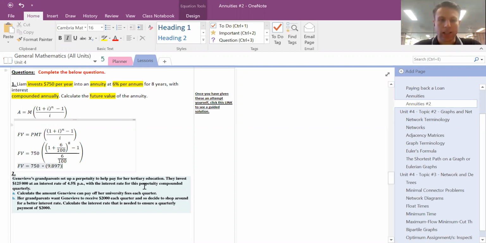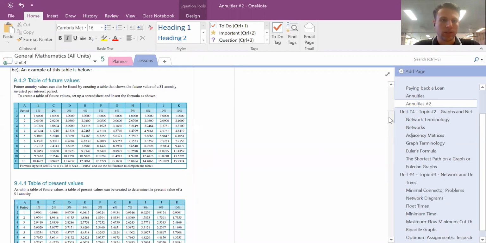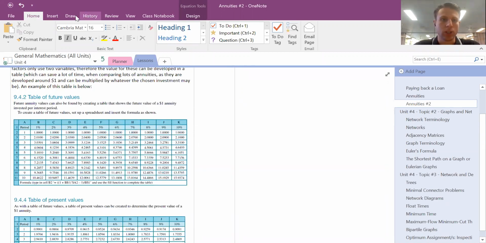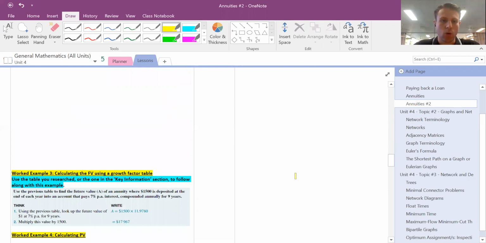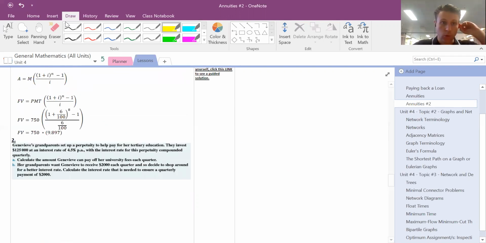We can double check that this calculation is correct by just going up to our table of future values. If I go down 6%, and we know that's what it is, it's not compounded any differently, and we stop at 8 years, which is right here, it's 9.8975. So that's exactly the same thing that we're going to be rolling with. So good, we know that we are on the right track with our value.